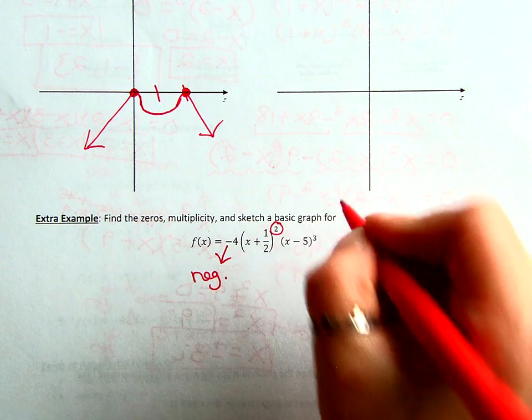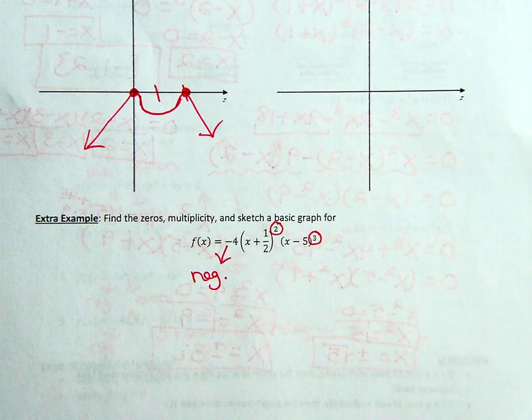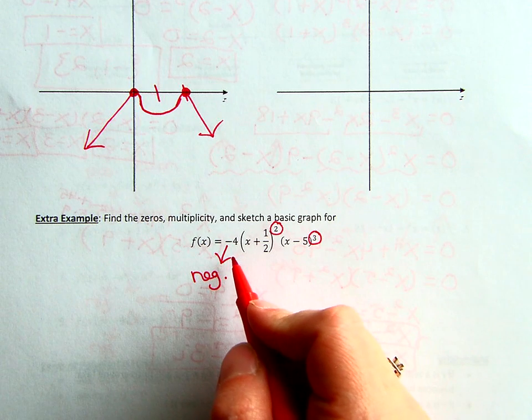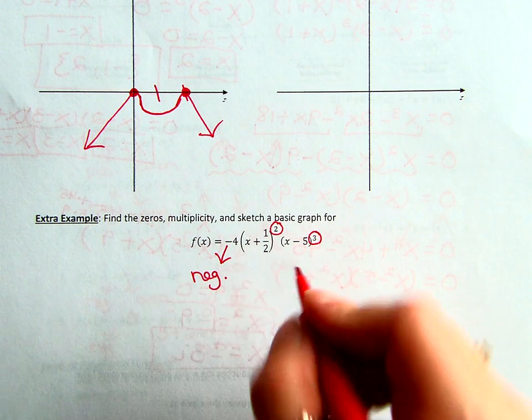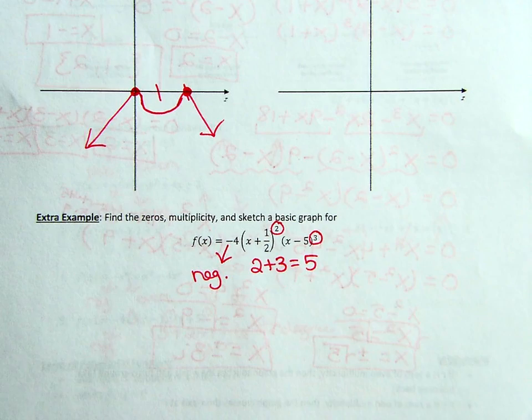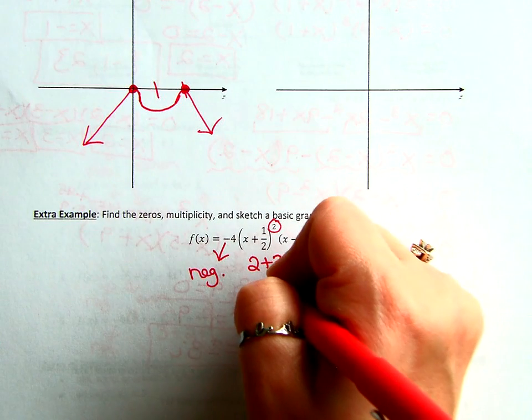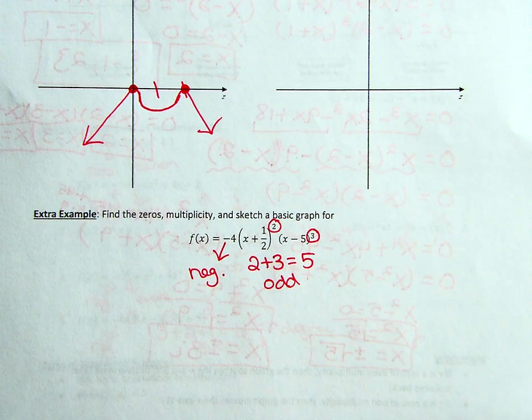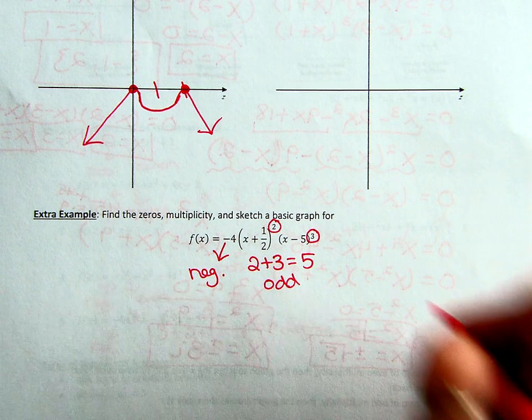There's no x with that 4. That's just a 4. You have 2 plus 3. That equals 5. So this is an odd, a negative odd. So what's my end behavior doing? Begins up, ends down. Great.